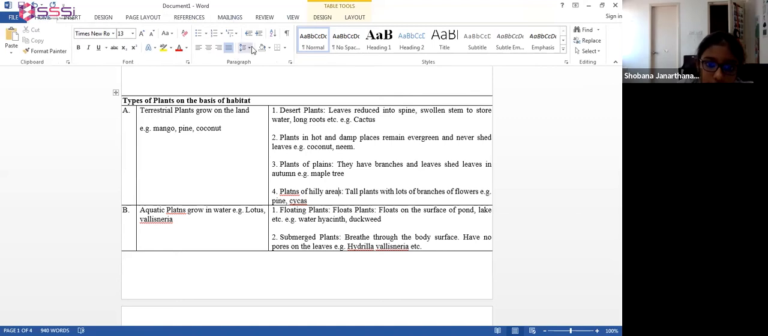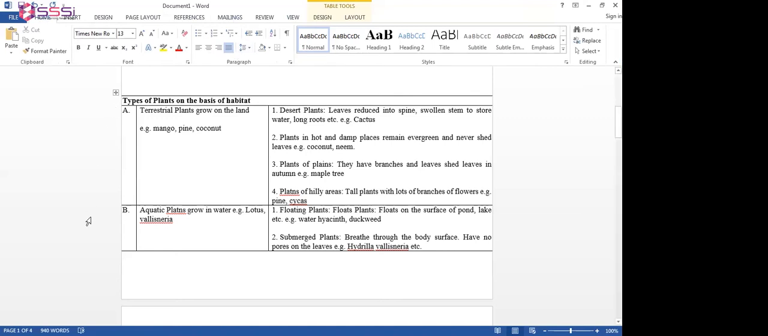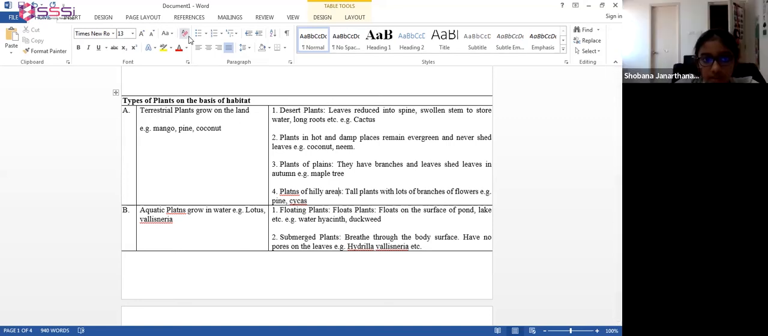Yes, ma'am. So next, aquatic plants grow in water. Plants that grow in water are lotus and Vallisneria. Their features: first, we talk about floating plants, plants that float on the surface of a pond or lake. Their examples are water hyacinth and duckweed.